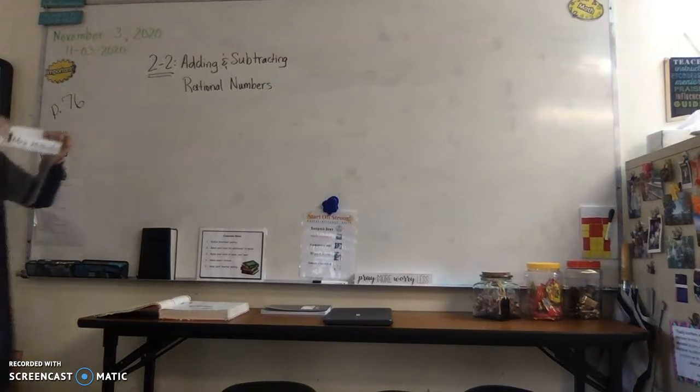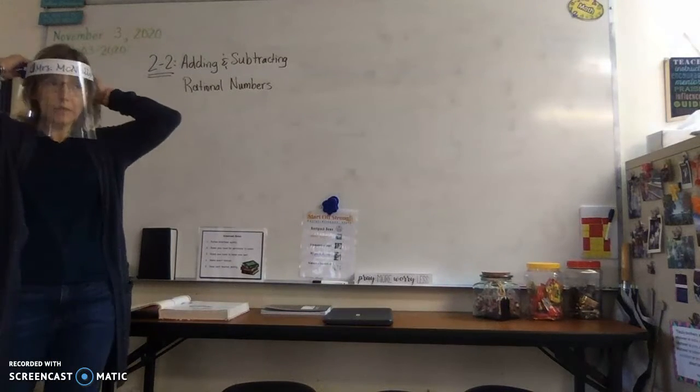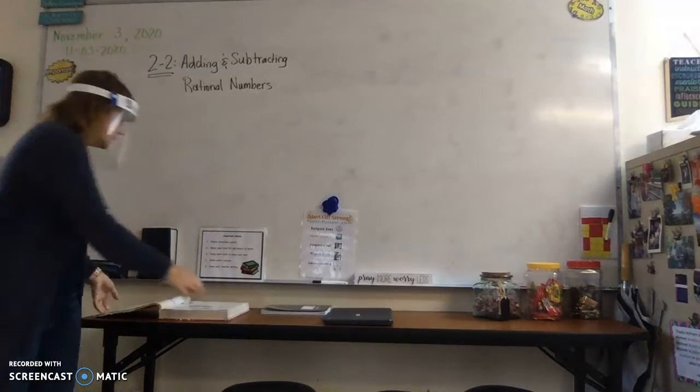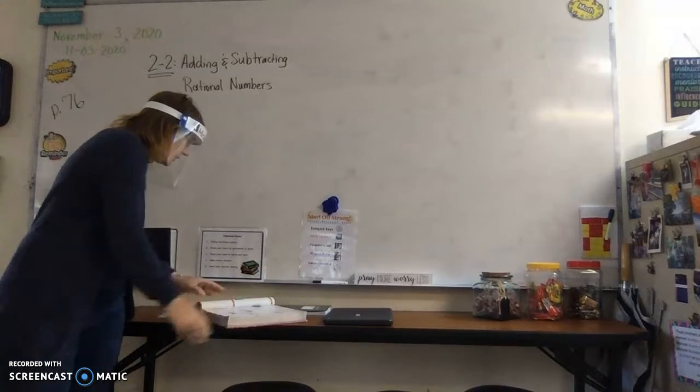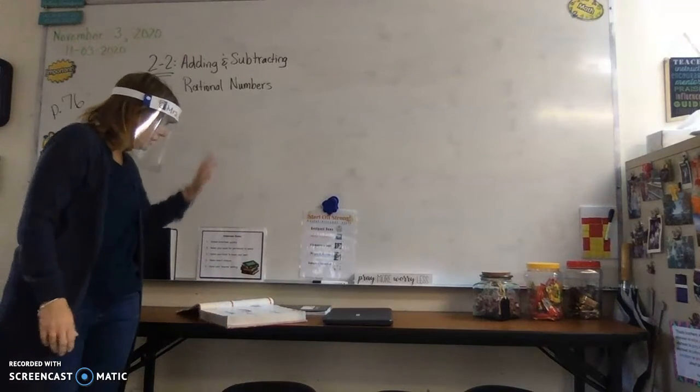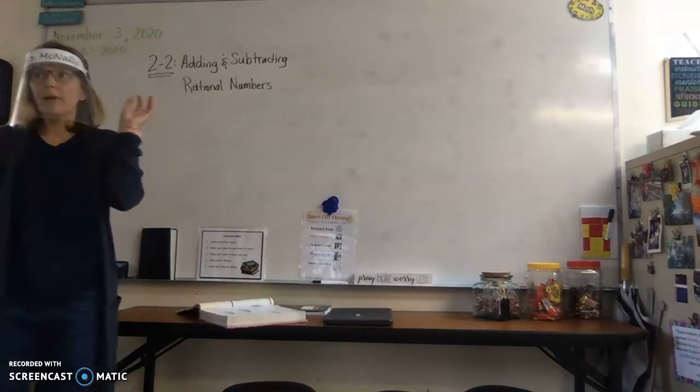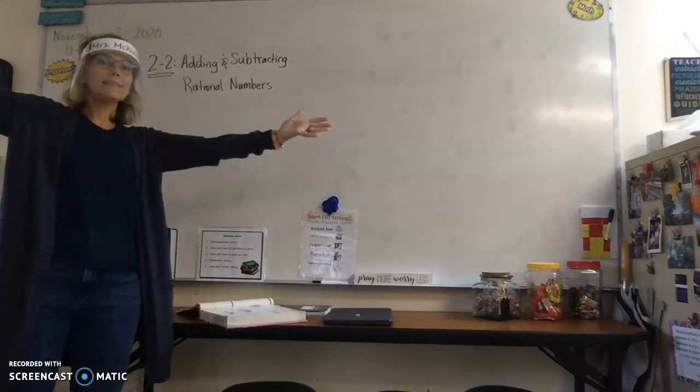And it's section 2-2, adding and subtracting rational numbers. So I'm on page 76 in the book, and I'm just gonna go through the examples on page 76 for you. So everything I write, we write.